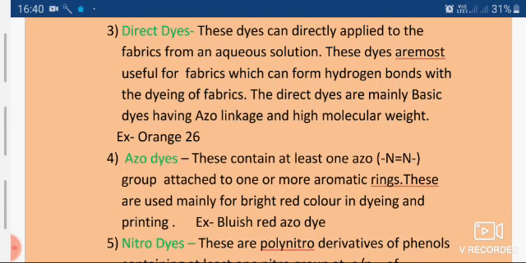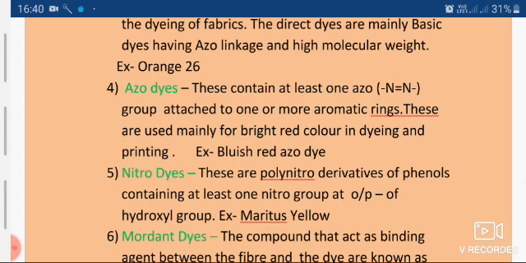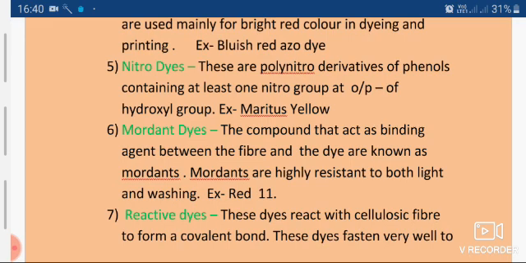As you have seen, the synthesis of Congo red is also an azo dye, and these dyes are used for bright red color in dyeing and printing. The azo dye is also a bright red colored dye. The example is red azo dye, bluish red azo dye, or you may say Congo red.